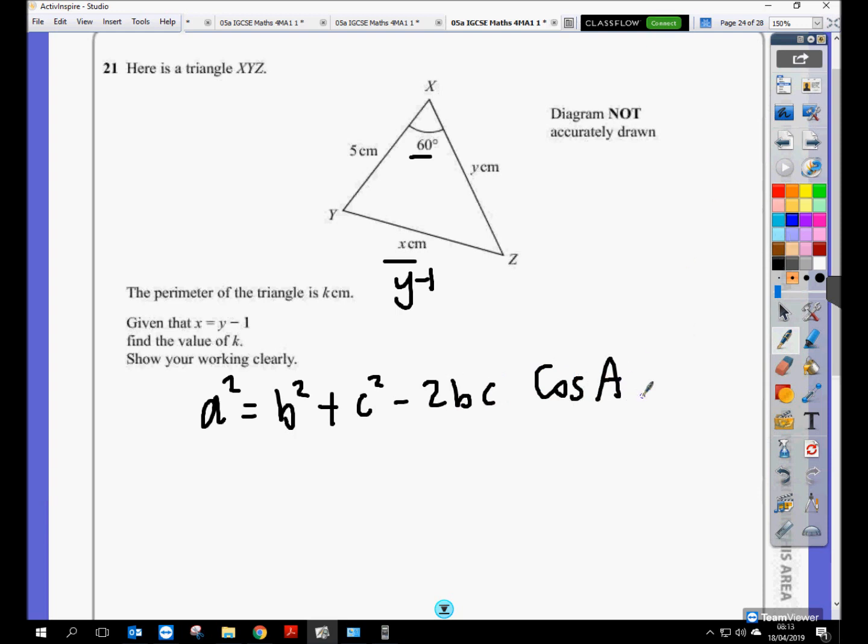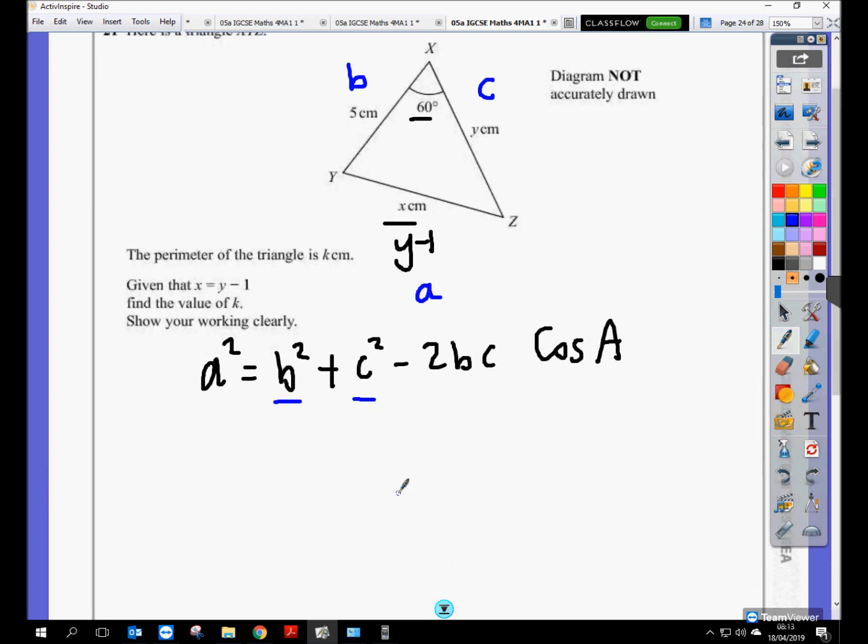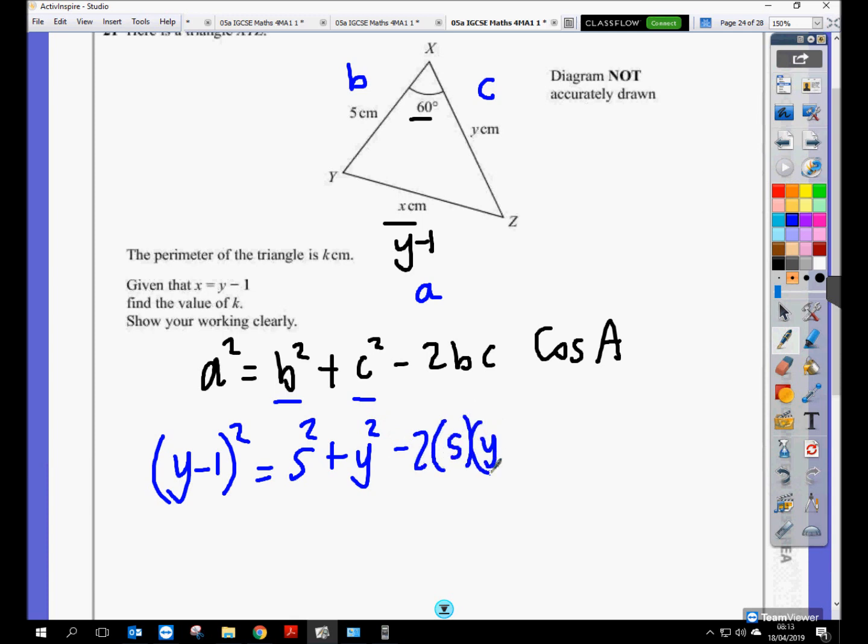B and C are the sides that sandwich the angle. So B and C are either side of the angle. It doesn't matter which way around, C or B or B or C, but they are either side of the angle. Now we can start to substitute into the formula. So we have something like this. Y minus 1 squared is equal to 5 squared plus y squared minus 2 times 5 times y times cos of 60.